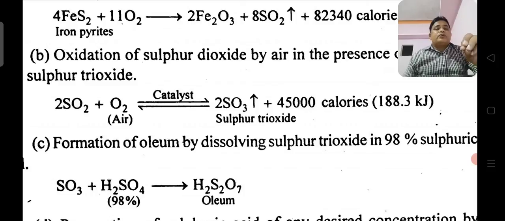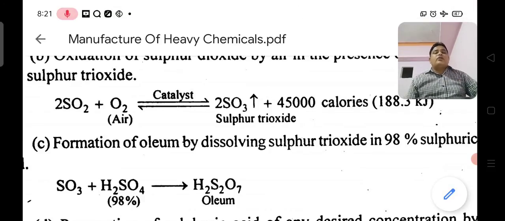So Kp is equal to the partial pressure of SO3 raised to 2, that is P2 SO3 upon P2 SO2 into PO2. The forward reaction proceeds with a decrease in volume. That means if we see the reaction here, 3 volumes of reactants give 2 volumes of products, and according to Le-Chatelier's principle, high pressure would give a better yield of sulfur trioxide. That means if we apply high pressure in this reaction, we get the maximum yield of SO3, that is sulfur trioxide.